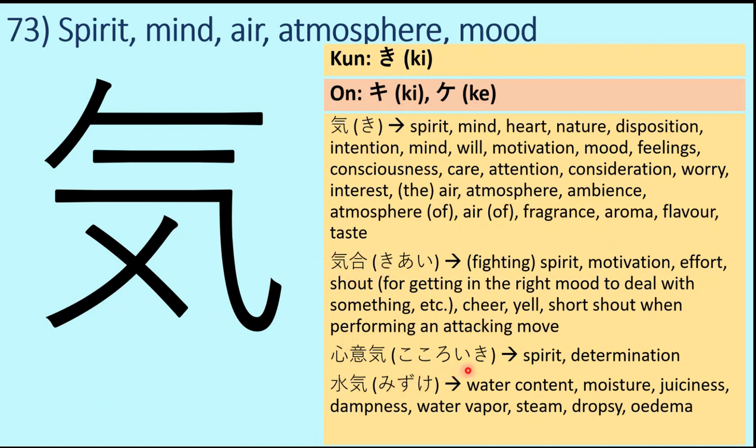Then we have kokoroiki. Kokoroiki is spirit or determination, and we have mizuke. Mizu is water. You can see here the kanji for water. So mizuke means water content, moisture, juiciness, dampness, water vapor, steam, dropsy or edema.